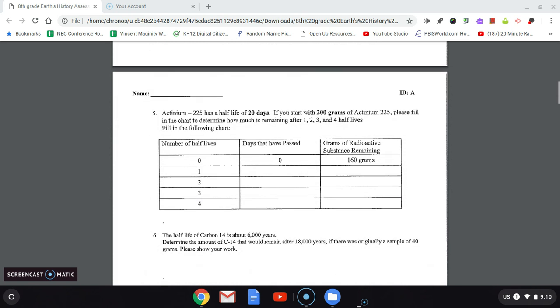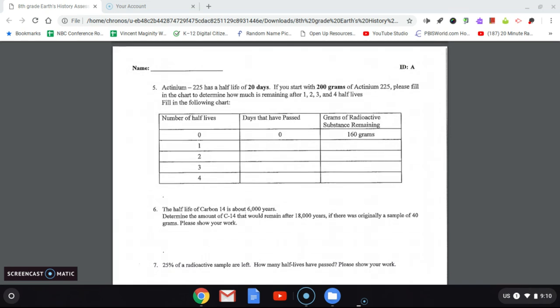Number 5, actinium-225 has a half-life of 20 days. If you start with 200 grams of actinium-225, please fill in the chart to determine how much is remaining after 1, 2, 3, and 4 half-lives. Fill in the following chart. So the number of half-lives is 0, 1, 2, 3, and 4. You have to fill in how many days have passed, and then the grams of radioactive substance remaining. 0 has been done for you. You might want to hit pause here and then hit play again when you're ready to move on to number 6.